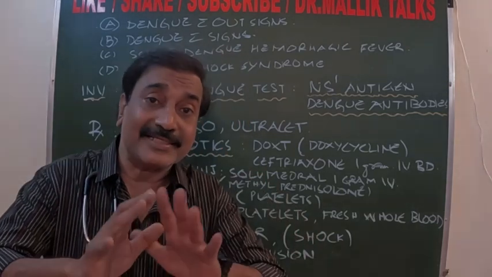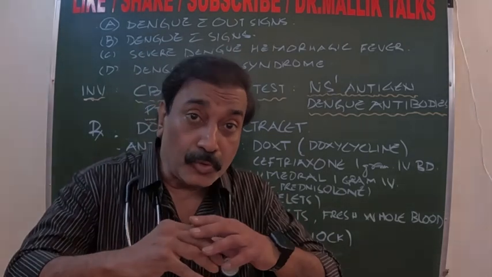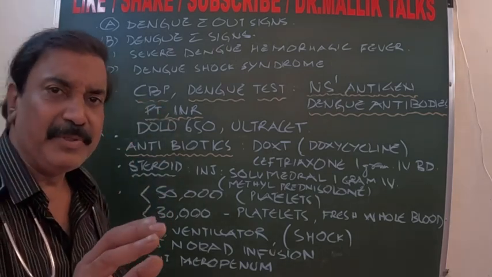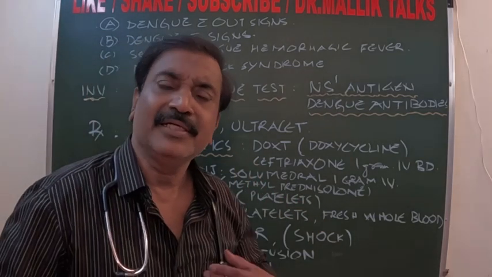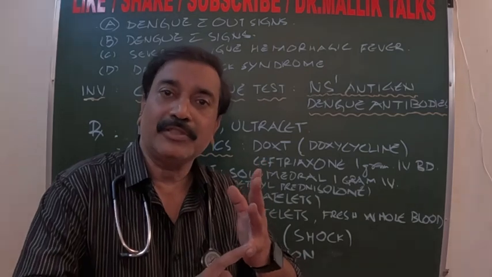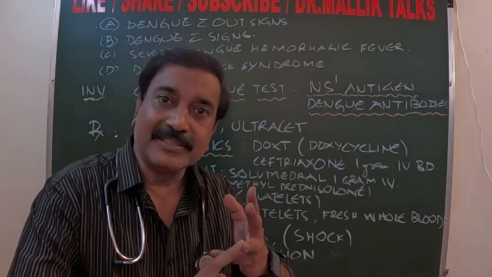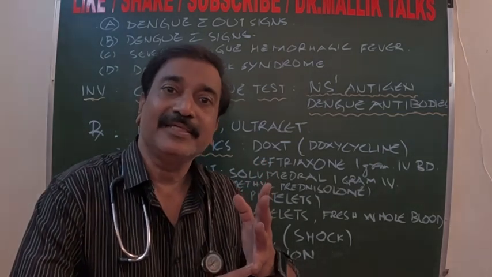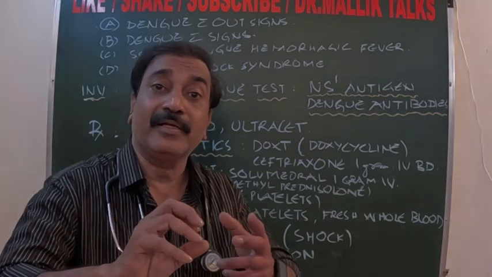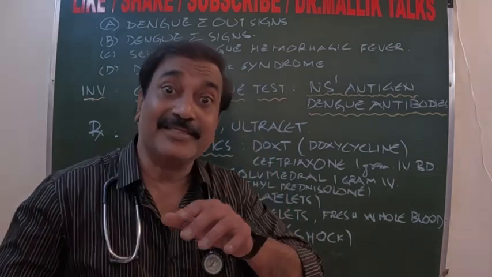Now, what are the tests to be done and how do we treat it? Number one, the first test will be CBP, that is complete blood picture. It gives your white cell count, your red cell count, your hemoglobin, the percentages, your platelets, everything.